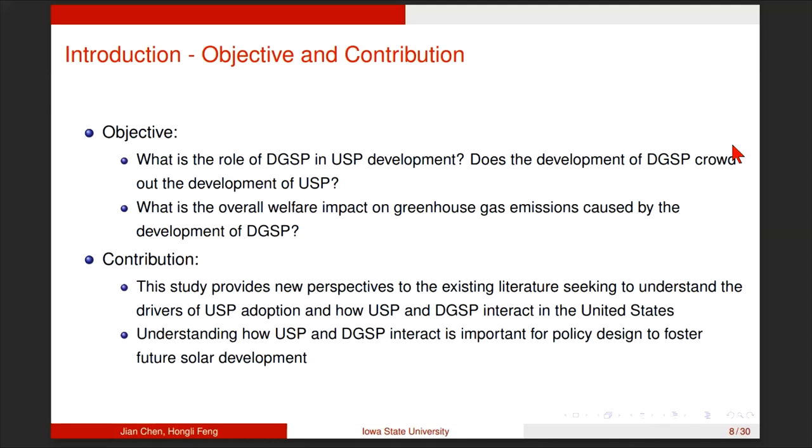So here we highlight two contributions. First of all, we provide a new perspective to the existing literature seeking to understand the drivers of USP adoption and how USP and DGSP interact in the context of the United States. And understanding how USP and DGSP interact is important, especially for policy design, for fostering future solar development for society overall.